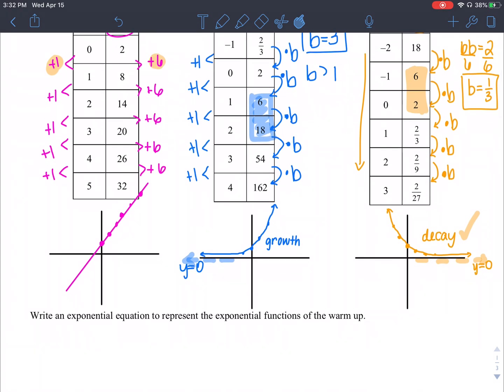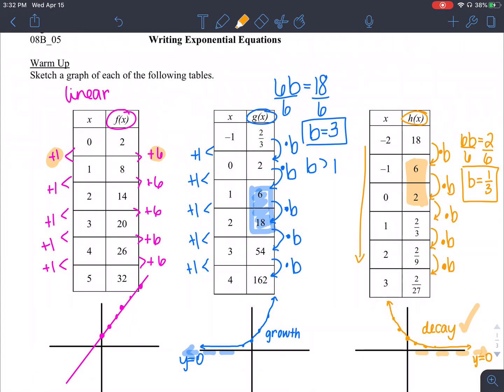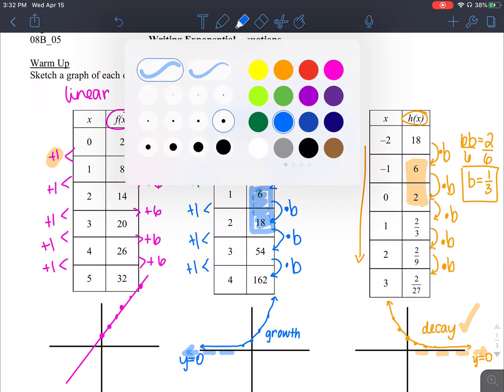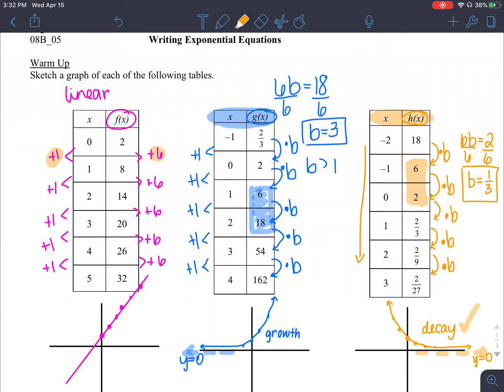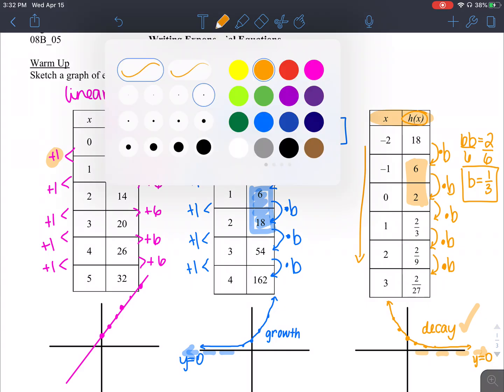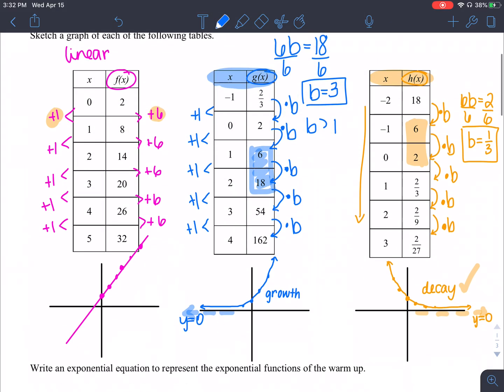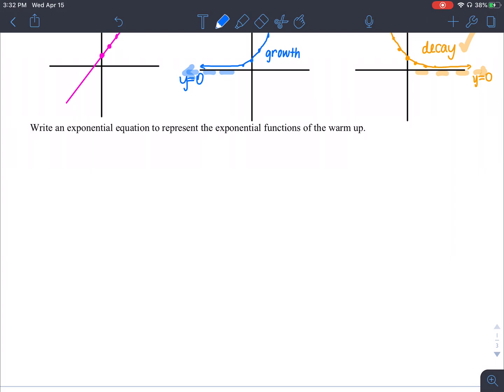So we're going to write an exponential equation to represent the exponential functions from the warm-up. The only ones we can actually do, well, we can write linears. We did that all first semester. We're going to see how to write g of x, and we're going to write h of x. If I'm writing g of x, I know that my structure, based off of our graphing, was always y equals a times b to the x.